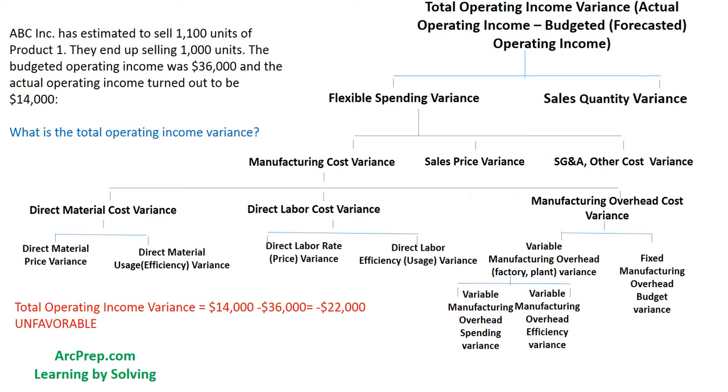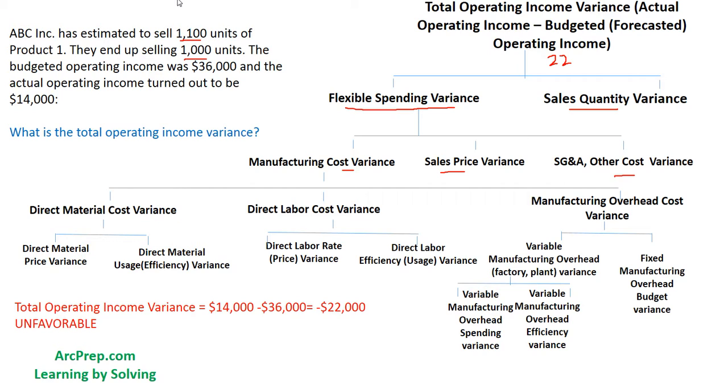And for that we are going to use the following structure. Now, I know that the total operating income variance is $22,000 right here. Part of it is called sales quantity variance. I was planning to sell 1,100 units. I ended up selling 10,000 units. And the rest of it is called flexible spending variance, which goes further into manufacturing cost variance, sales price variance, SG&A variance, and so forth.